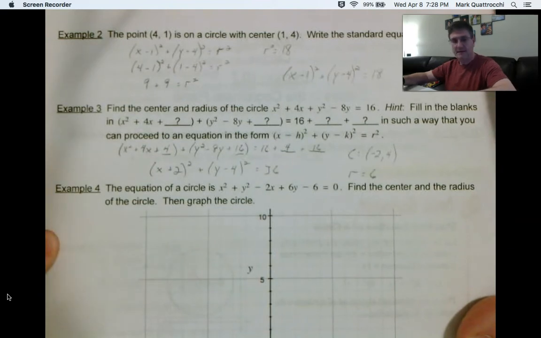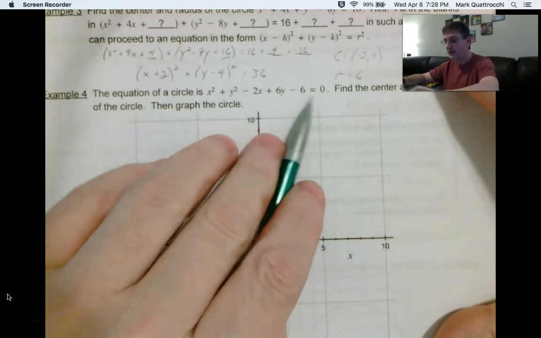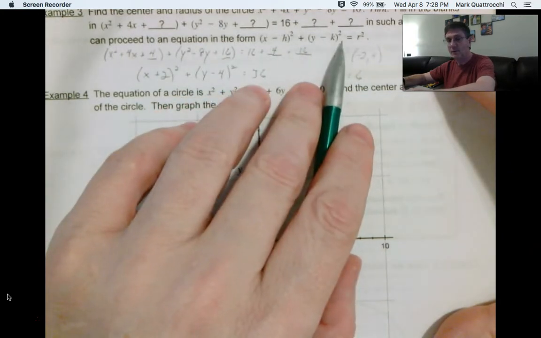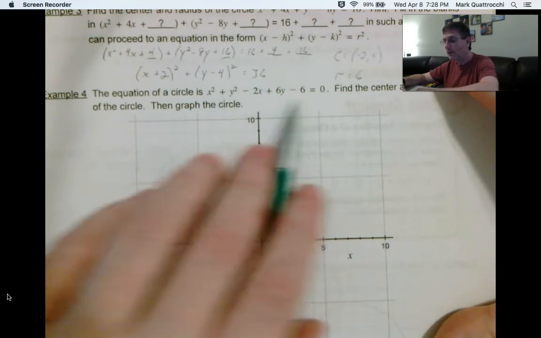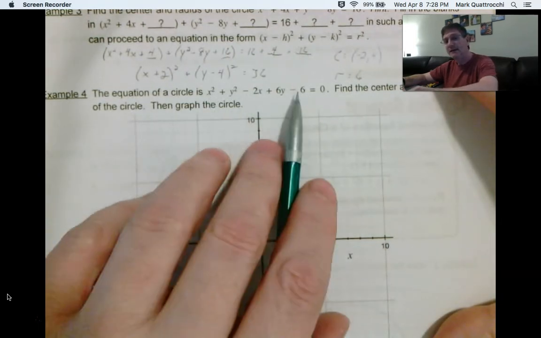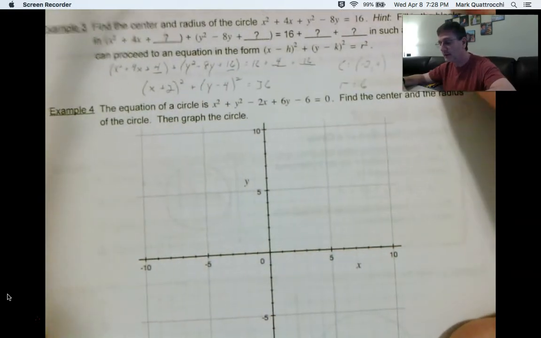That is example 3. Example 4, we're given this equation here. And again, this equation is not in our standard form. And we're asked to graph it. We don't know what the center is. We don't know what the radius is. To graph this, we're going to need to complete the square that we just did in example 3. So we're going to follow the same process.